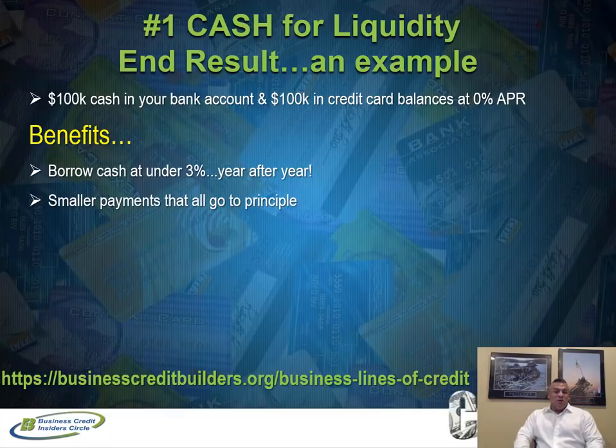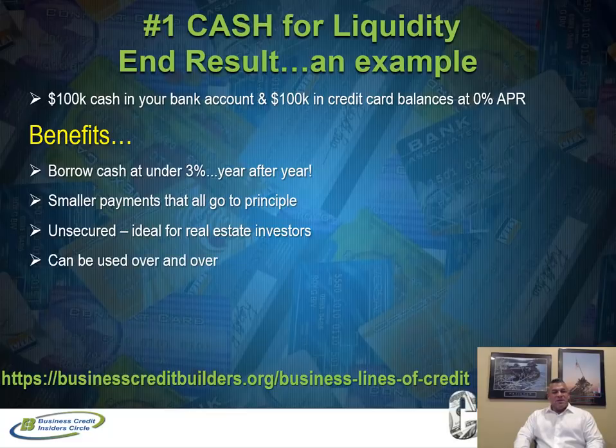As well as you have smaller payments because it's an easier debt to service, and 100% of your minimum monthly payments on this credit card debt is going towards the principal because you have 0% APR for 12 months. And in this example, remember, you only have to pay 1% of minimum monthly payment with these cards. That's a typical minimum monthly payment. It's unsecured money. You don't have to collateralize this money. So this is ideal for real estate investors and business owners. You could use a strategy over and over and over again.